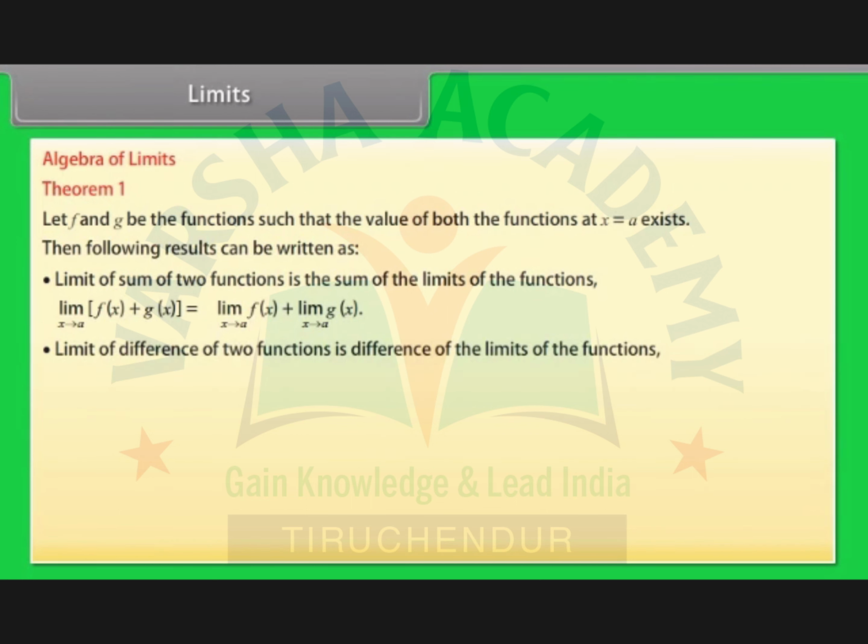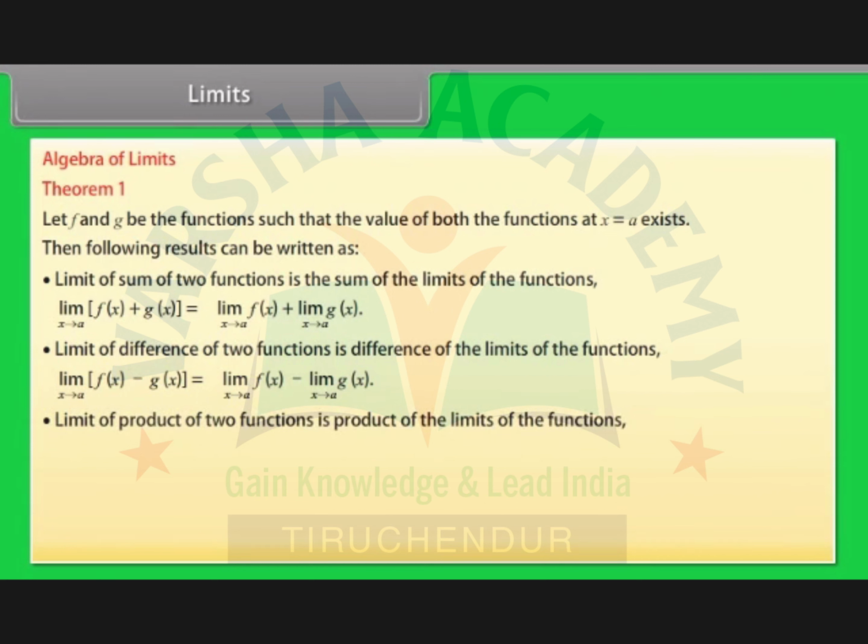Limit of difference of two functions is difference of the limits of the functions. Limit x tends to a of f(x) minus g(x) is equal to limit x tends to a of f(x) minus limit x tends to a of g(x). Limit of product of two functions is product of the limits of the functions. Limit x tends to a of f(x) into g(x) is equal to limit x tends to a of f(x) multiplied by limit x tends to a of g(x).